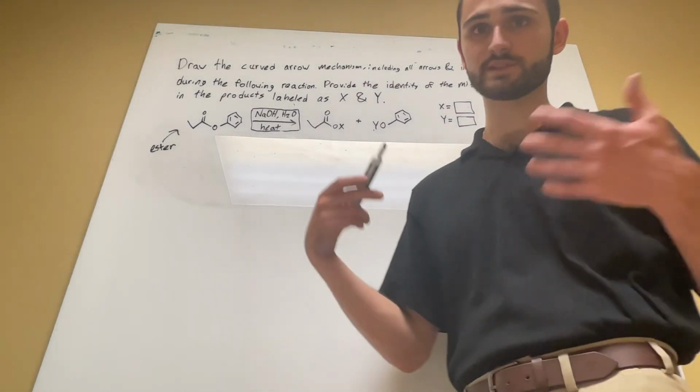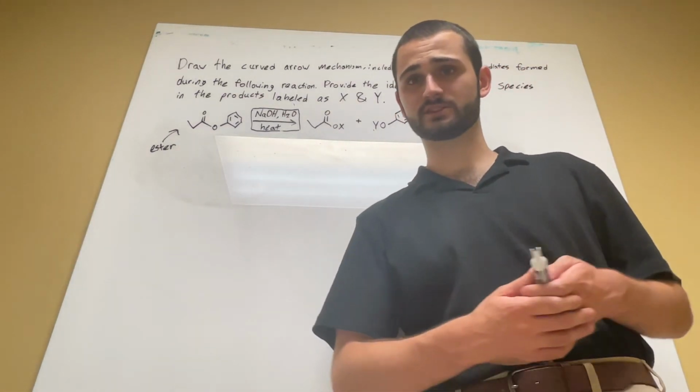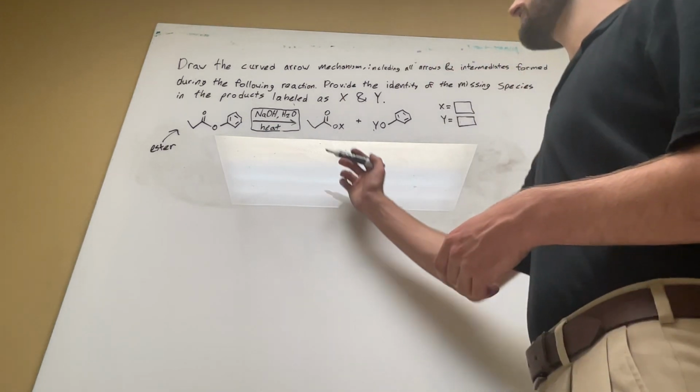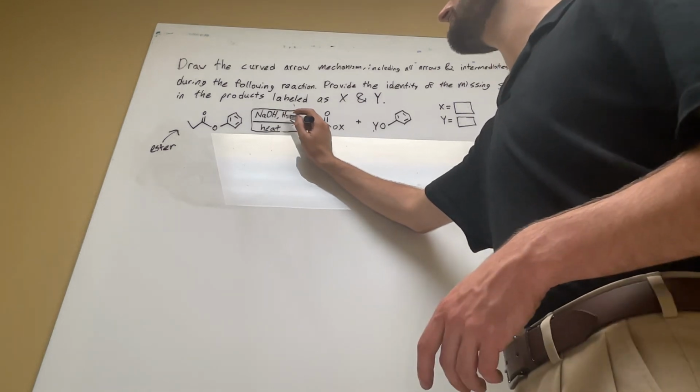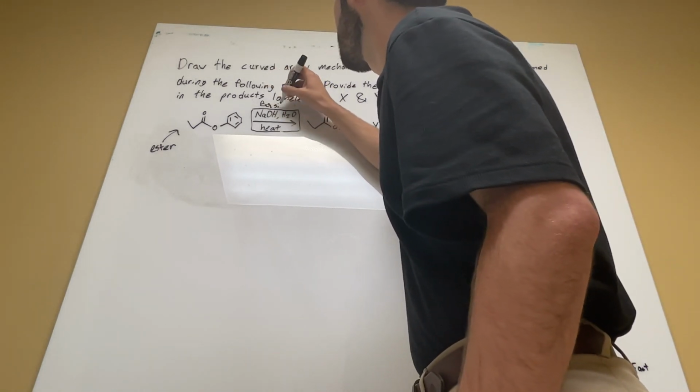You can start thinking, what type of reactions can an ester undergo? What type of conditions do those reactions need to be in for them to take place? And to get that information, we've got to look at the conditions. Alright, NaOH and H2O, we understand that these are basic conditions.